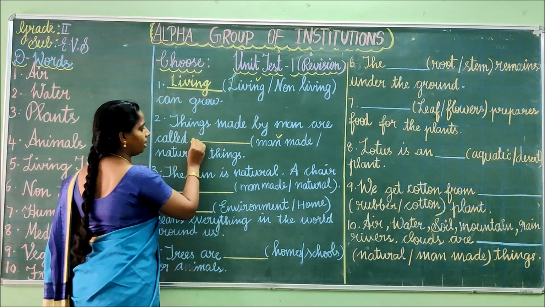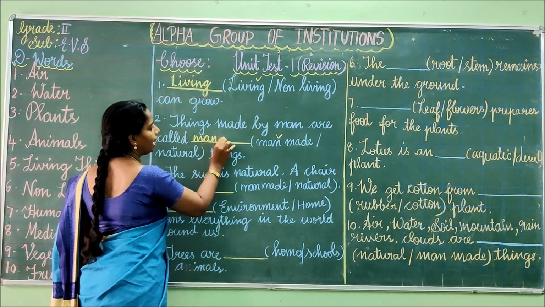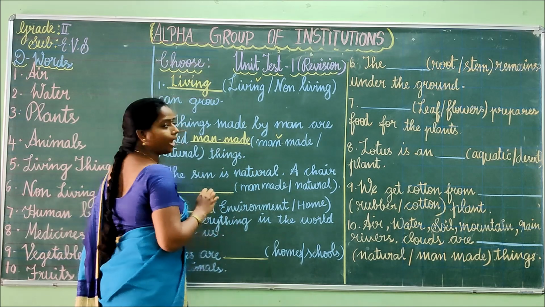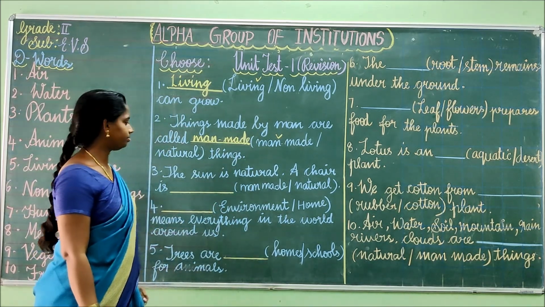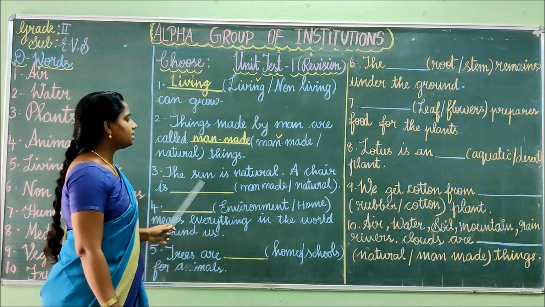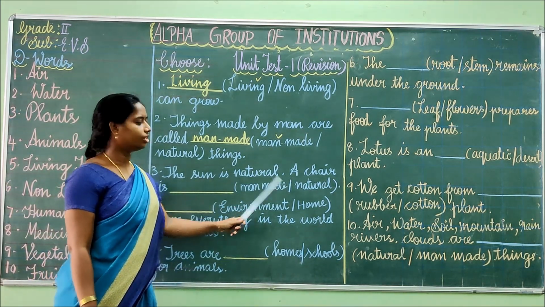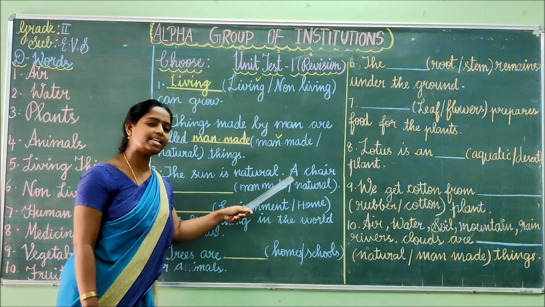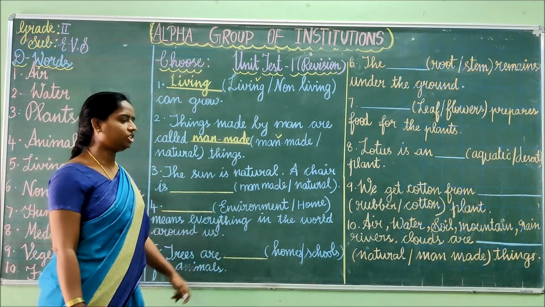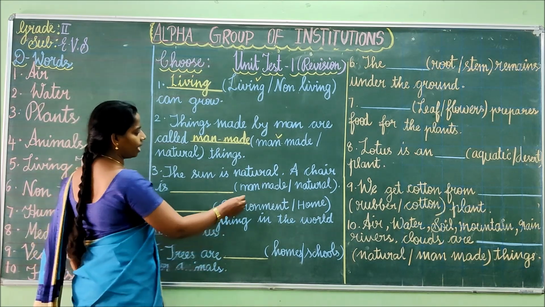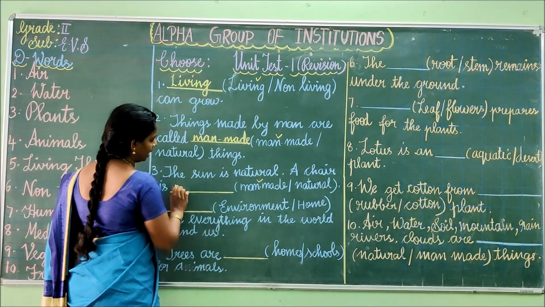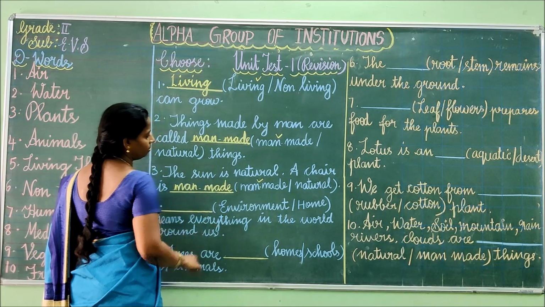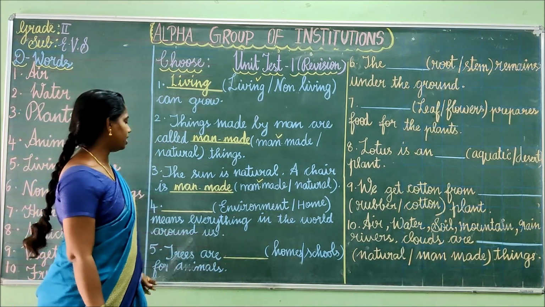Okay, children. See, man-made. M-A-N, man-made. M-A-D-E, man-made. Things made by man are called man-made things. The next one, third one. The sun is natural. Your chair is dash. We all know that the sun is natural, isn't it? The chair is man-made, isn't it, children? So you have to write man-made here. M-A-N-M-A-D-E, man-made. The sun is natural, a chair is man-made.